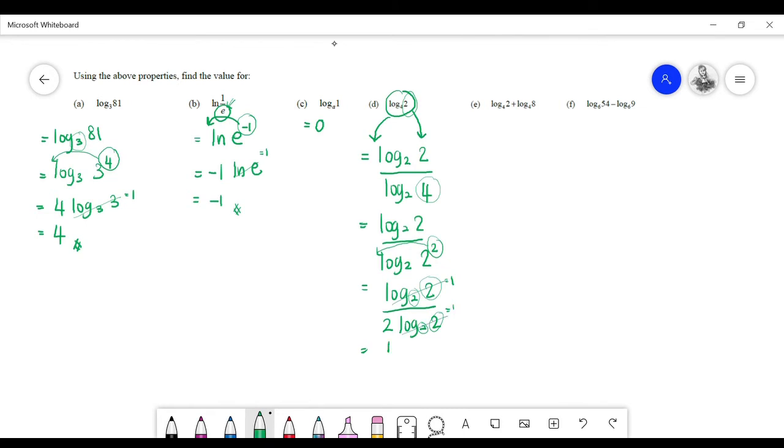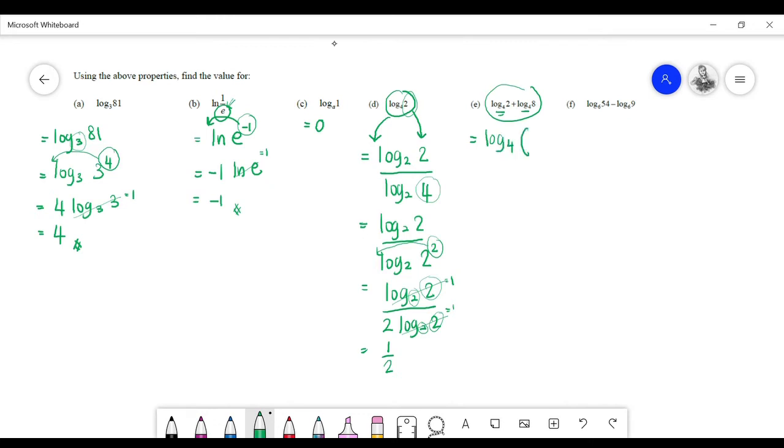So your answer will be 1 over 2. Okay, so how about e? Okay, this one, you can combine this because you have the same bases with left and also the right side. So you have log 4 here.